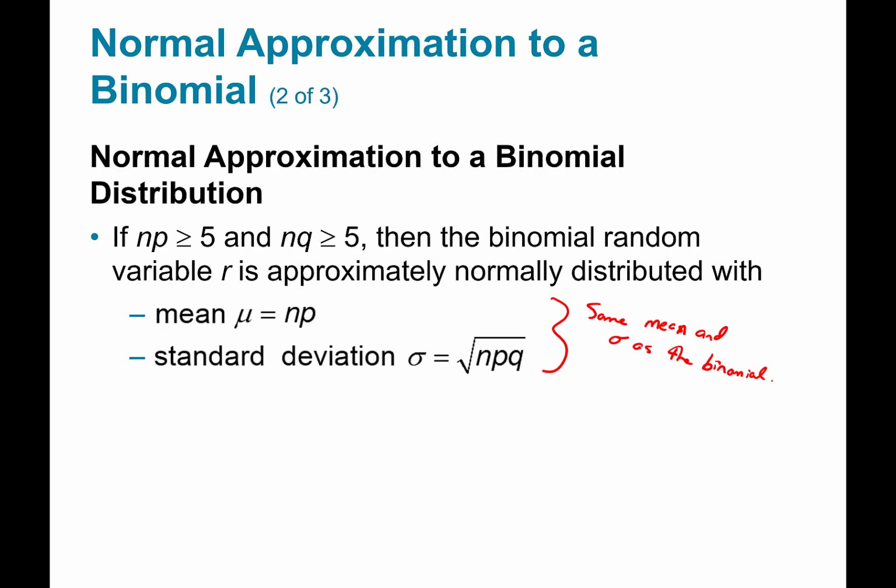So the only criteria that it has to meet is that np and nq both have to be greater than or equal to 5. If either one of these fails, then you cannot do the normal approximation for the binomial distribution. So let's look at a couple of examples and see, could we use the normal approximation or not.